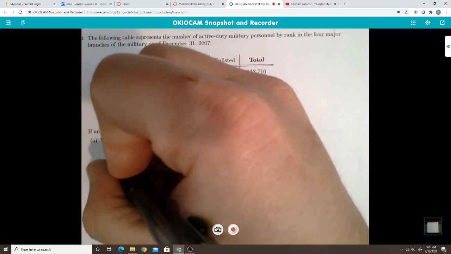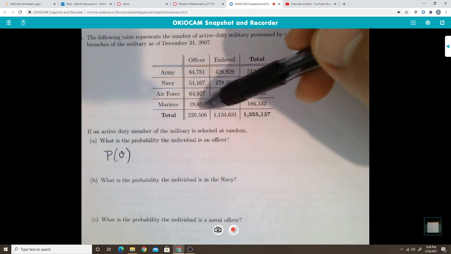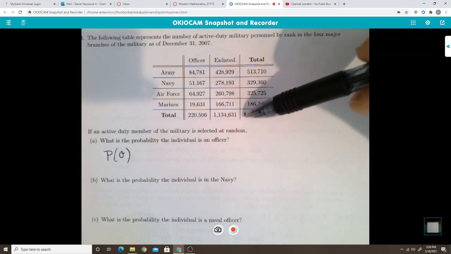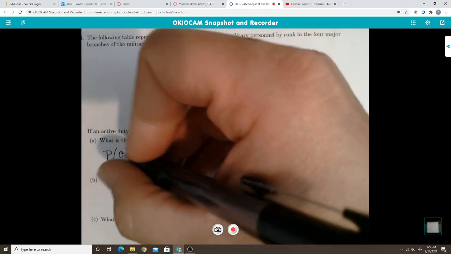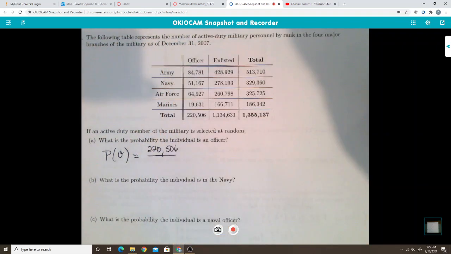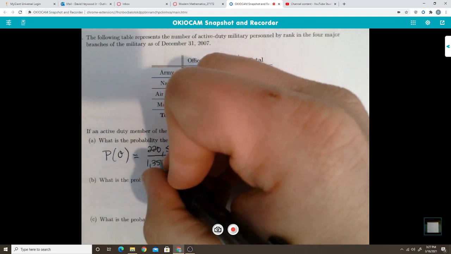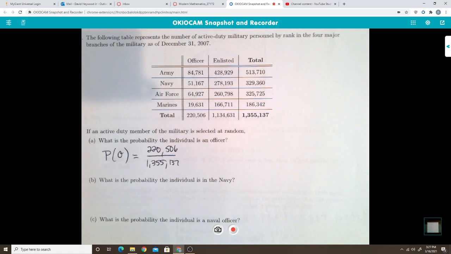So the probability the individual is an officer, I'm going to say O for officer. Well, there are 220,506 officers in total, out of 1,355,137 military personnel in total, right? So the probability that you randomly select an officer would be 220,506 out of 1,355,137. And let's change that into a decimal.